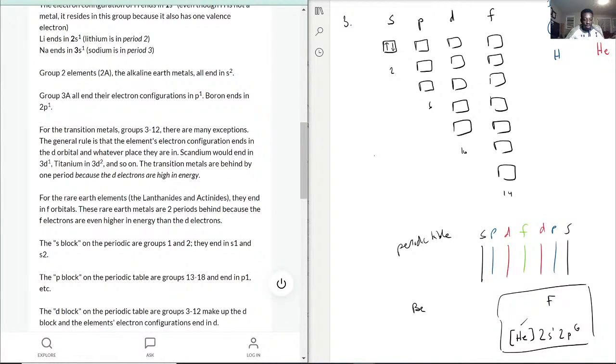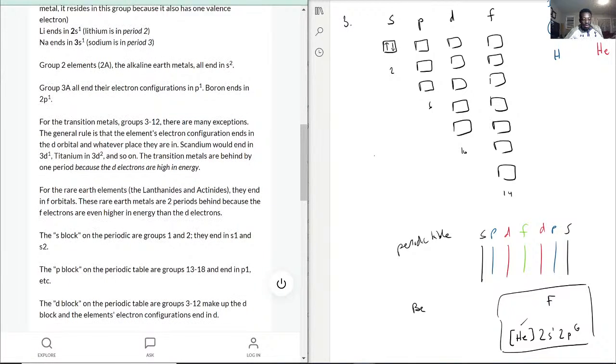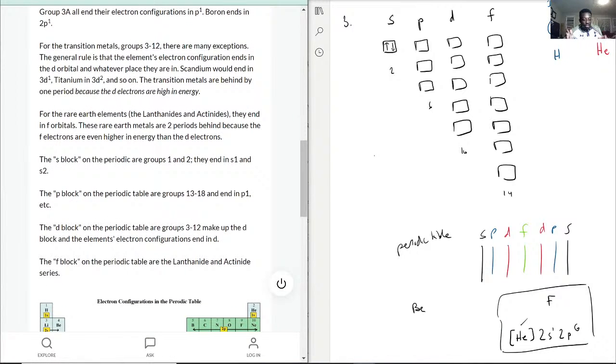Transition metals, exactly, do talk about that. Groups 3 to 12 are where we hit the d shells. And then they talk about the rare earth metals, the lanthanide and actinide series. That's where we hit the f shells, okay?